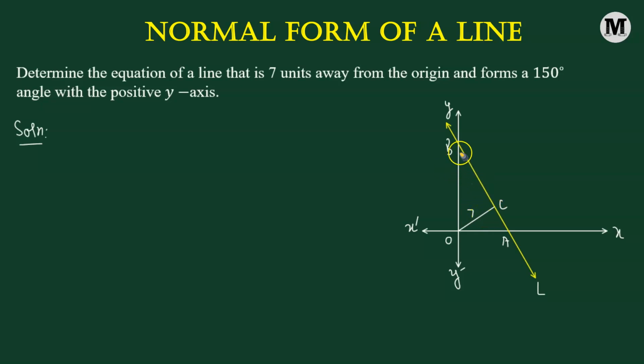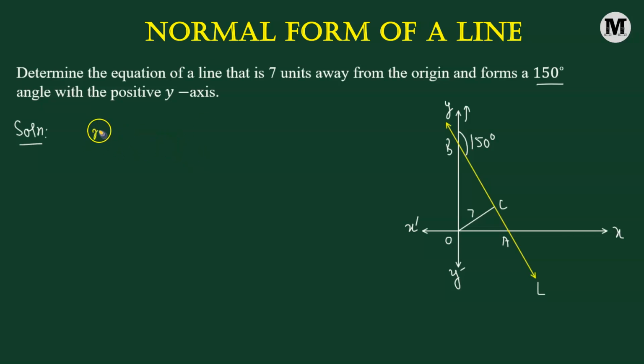Now it's given here that the line is forming an angle of 150 degrees with the positive y-axis. Now we know the positive y-axis is in this particular direction, so this is the angle 150 degrees that the line makes with the y-axis. Our goal will be to determine the equation of this line. So what we'll do here is use the normal form of a line.